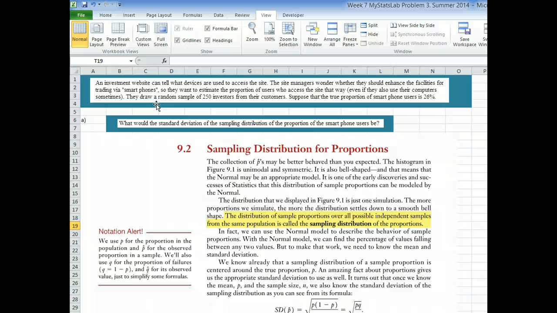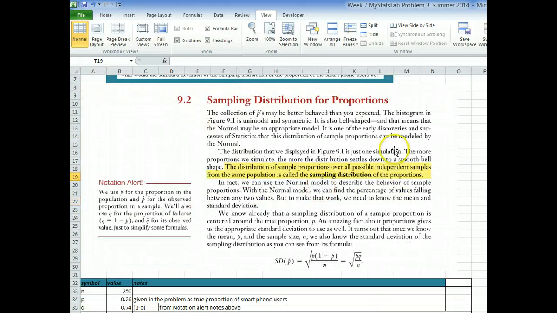So they want to estimate the proportion of users who access the site that way, even if they use their computer sometimes. They draw a random sample of 250 investors from their customers. Suppose that the true proportion of smartphone users is 26%. That's the information we're given, and we're asked a couple of things. First part, what would the standard deviation of the sample proportion of smartphone users be?